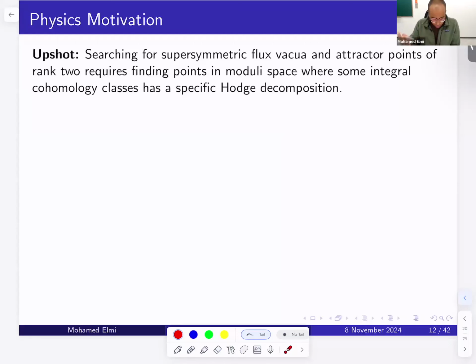Okay, so we have these problems that come from physics. We want to find special points in moduli space where some integral, so the integrality is important, or they can also be rational. They really should be integral, but the problem also makes sense if they're rational. Where some cohomology class has a specific Hodge decomposition. So we want to find these special points in moduli space.